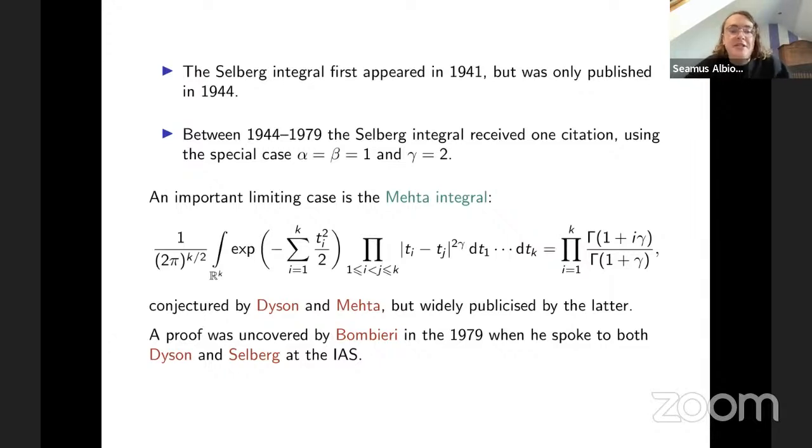And then he went to Selberg because Selberg was the preeminent number theorist, and he wanted to ask him his opinion on his work. And Selberg said, well, this integral looks something like I did 30 years ago or so. And he gave him an off-print of the paper in Norwegian. And then Bombieri says that he immediately saw you could evaluate this Mehta integral, or Dyson-Mehta conjecture as it was then, using the Selberg integral.